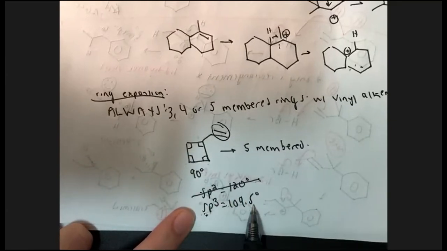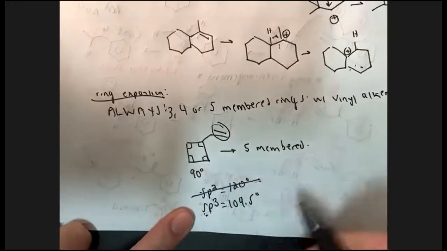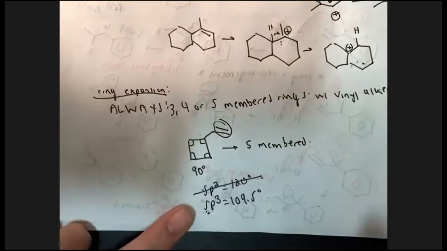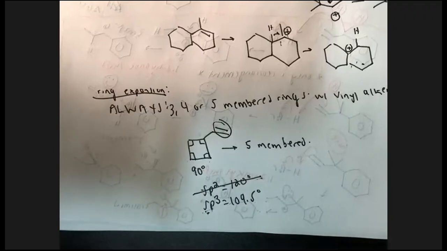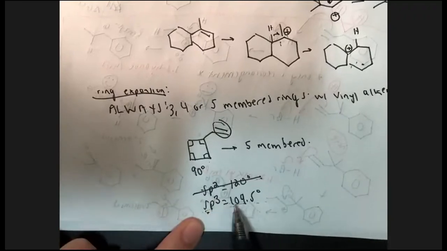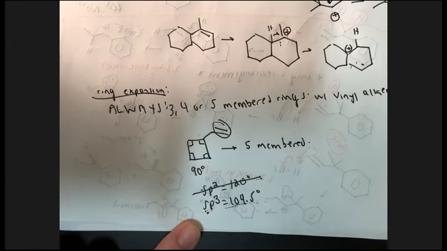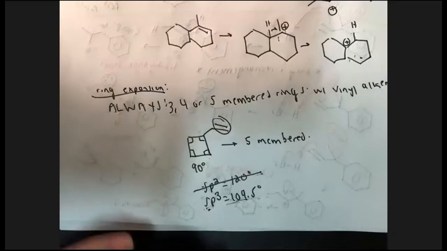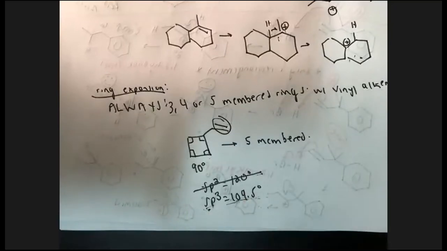So what we're going to do is open this ring up and make it a 5-membered ring so that the interior angles are now closer to 109.5. It's the same thing with that chair conformer, the same logic there. So Mary was totally right in terms of going to this sp3 109.5 angle. That's the idea here, but in terms of the cyclic structure.